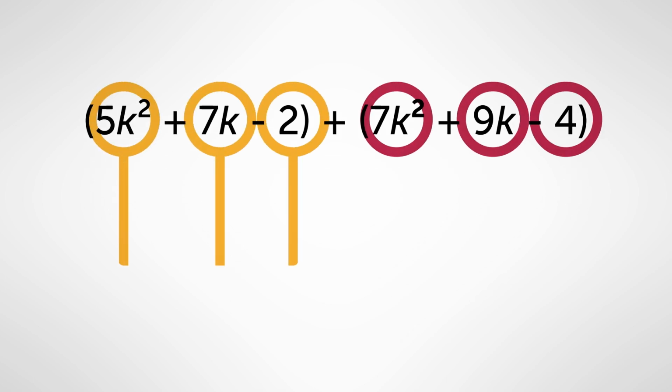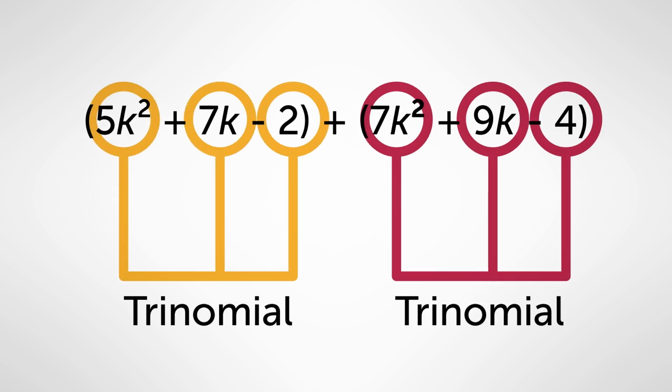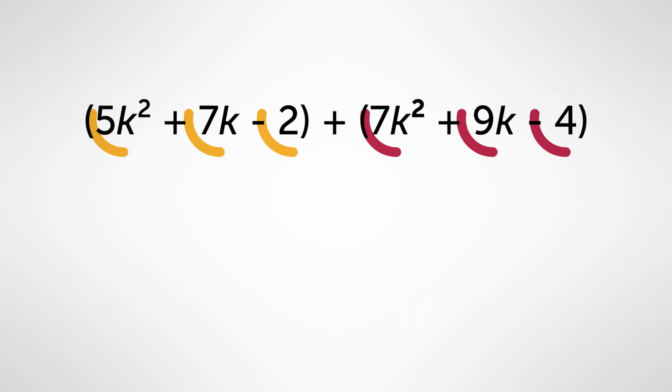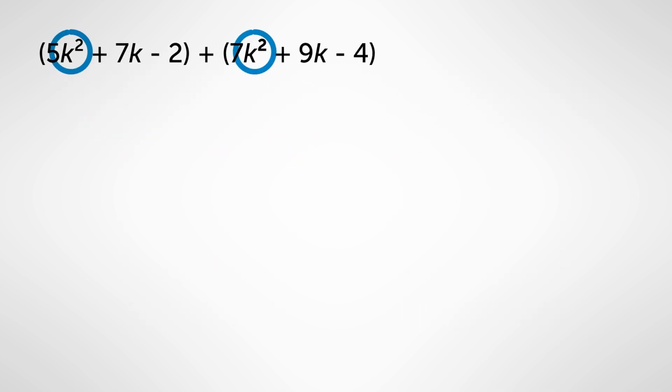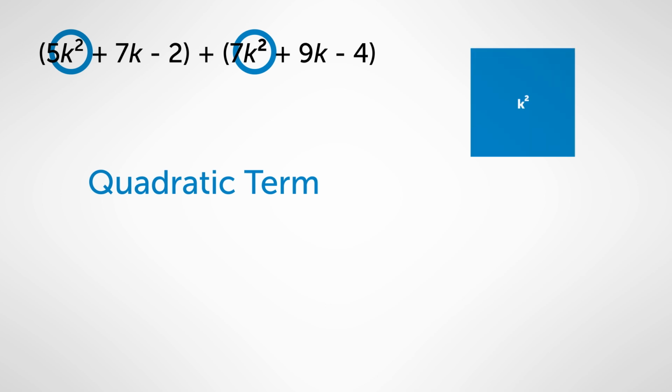Notice that each trinomial we are adding consists of three different terms. In each of these trinomials, we have a k-squared term, also called the quadratic term, and the variable for this term has been raised to the second power. It has an exponent of 2. The tile that represents this term is a large square that measures a length of k along each of the sides.